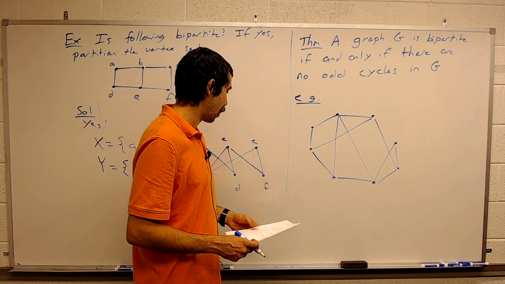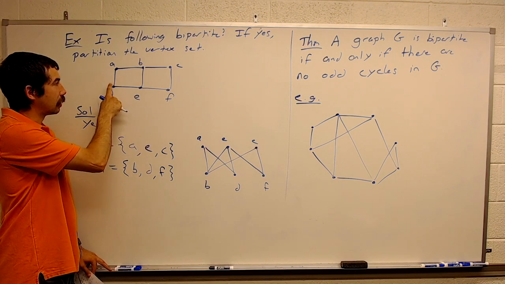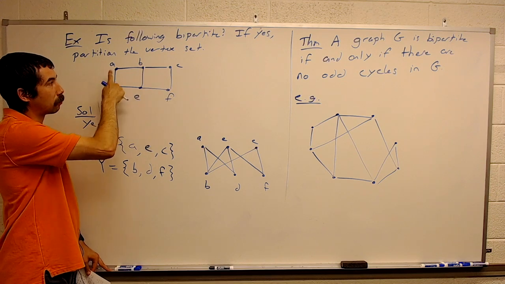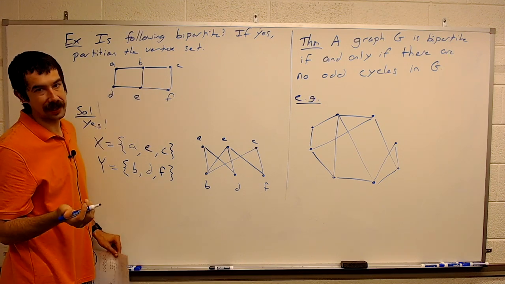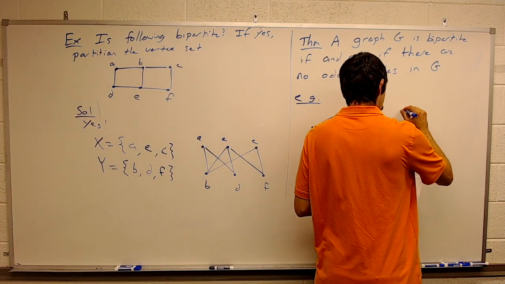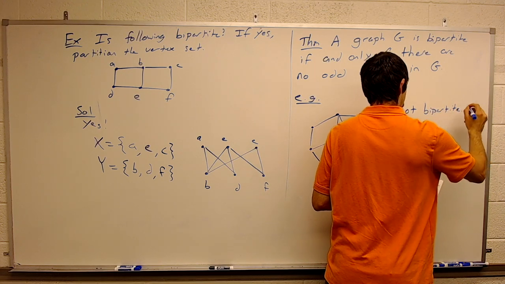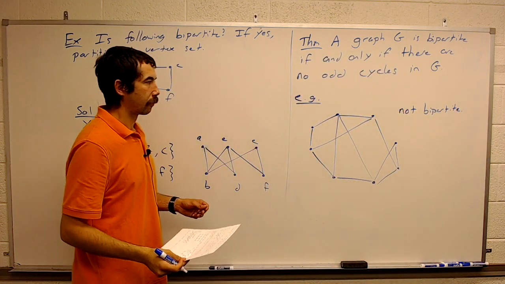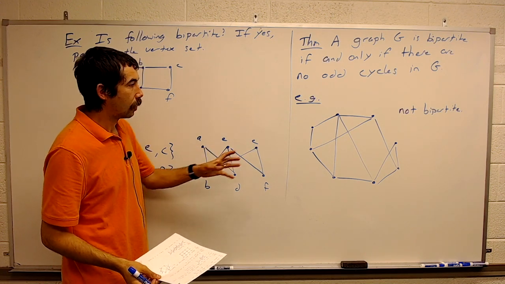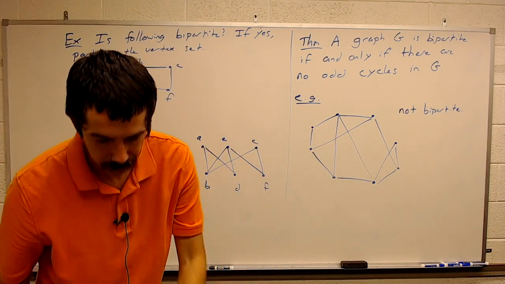I could check automatically. Here, you could look for some cycles. They're all even, right? This square, that's a 4 cycle. If we go around that perimeter there, that's a 6 cycle. Both of those are even. So if we could find an odd cycle, we automatically know it's not a bipartite graph.